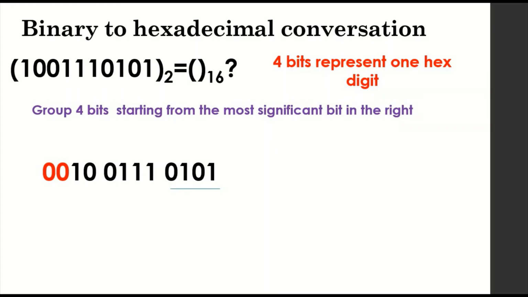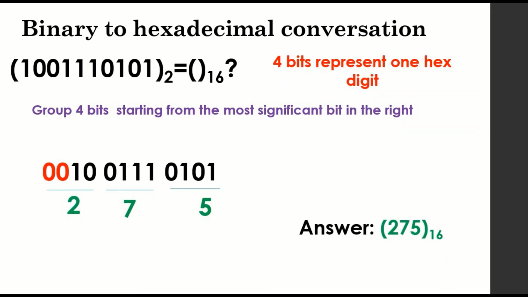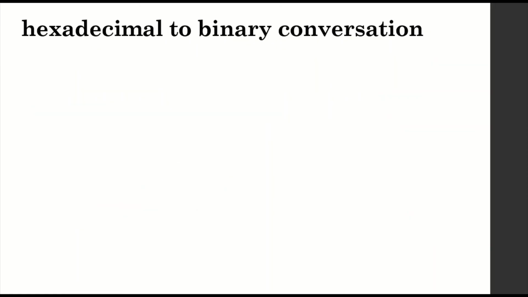We again check the equivalent digit for each group, referring to the previous table. So this is 5, this is 7, and this is 2. So the answer is 275 in hexadecimal.